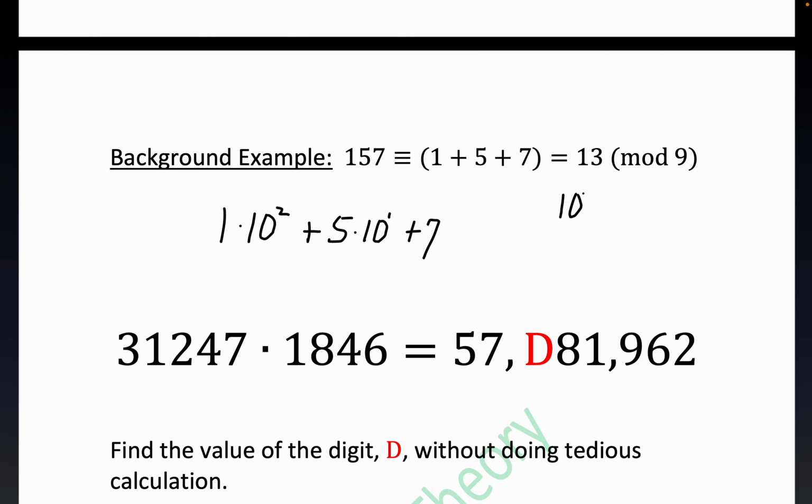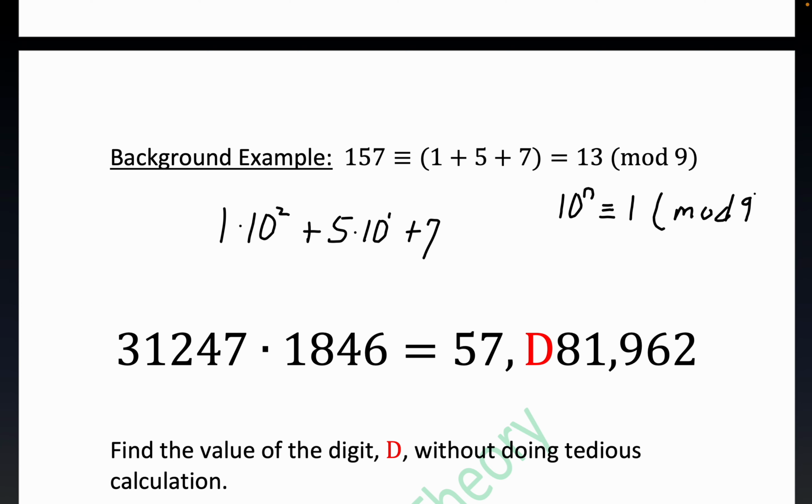And y'all, let me just write 10 to the n, okay? 10 to the n, where n is a non-negative integer. 10 to the n is always congruent to 1 mod 9. And that's real easy to see.